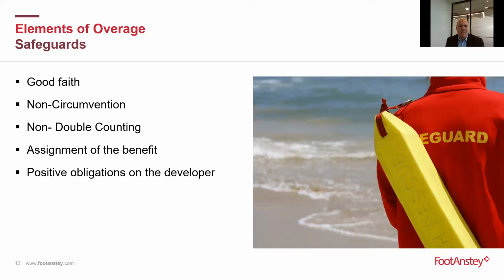And then finally, positive obligations on the developer. Often overage clauses will be factual. If an event occurs, then overage is payable. If it doesn't occur, then overage isn't payable. So it might be worth considering actually putting positive obligations on the developer to achieve the overage trigger. So if that is a planning overage, well, obligations on the developer to use reasonable endeavours to obtain planning.